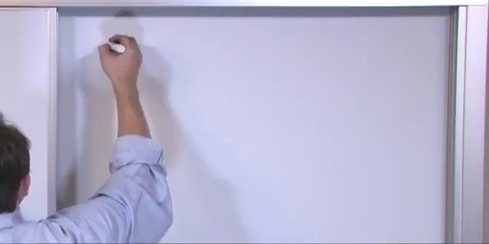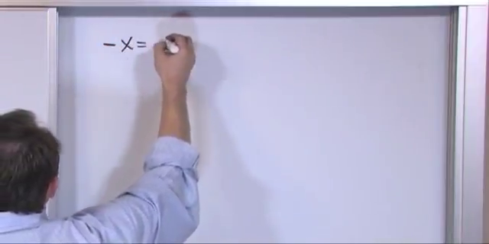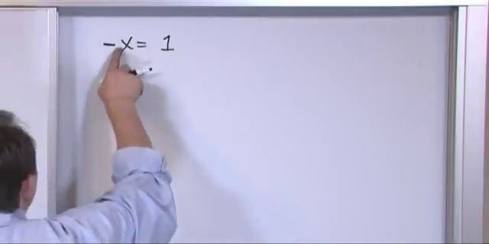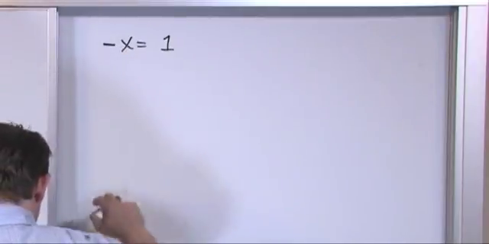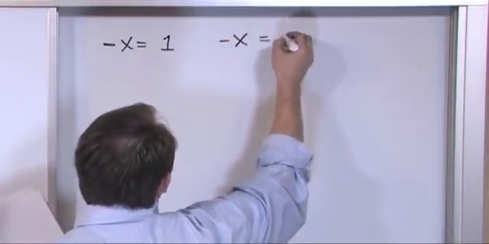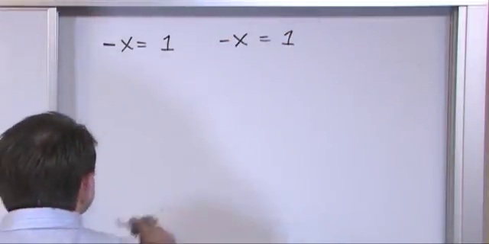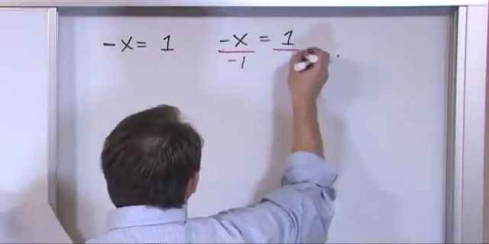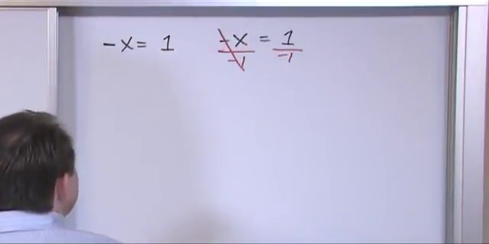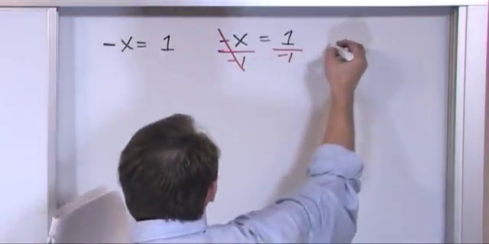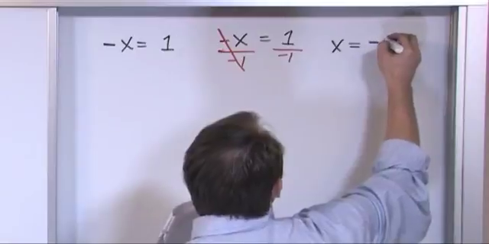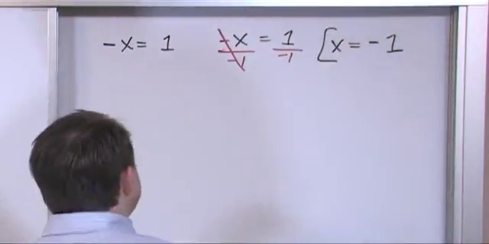What if I have something like negative x is equal to 1? You might say, how do I do that? Well, don't forget, this is like negative 1 times x. So if I want to, I can have negative x is equal to 1. I can divide both sides of this by negative 1. So I'm going to have the negatives cancel. Negative times negative 1 divided by negative 1 cancel. And so in the end, I'm going to have x is equal to, what's this? 1 divided by negative 1 gives me negative 1. And that's going to be the answer there.